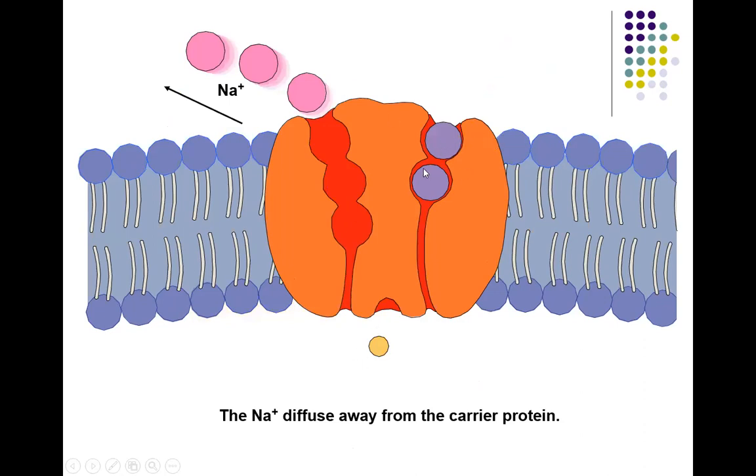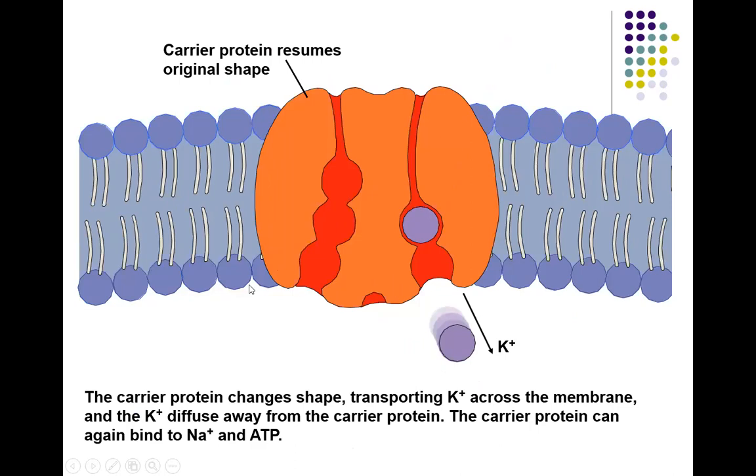And then our potassiums are going to attach here. And when they attach to that carrier protein, and the phosphate is released from the little active site that was there, that's going to change the protein pump's shape back into its original shape. And when it does that, once again, the active site loses its affinity for the potassium, and the potassium is going to jump off because it's not the right shape anymore. So that's going to be bringing in potassium.